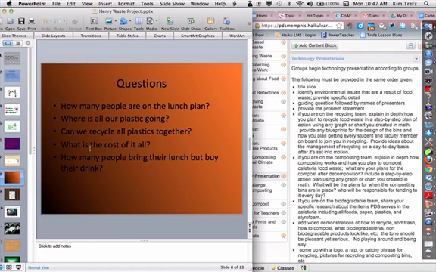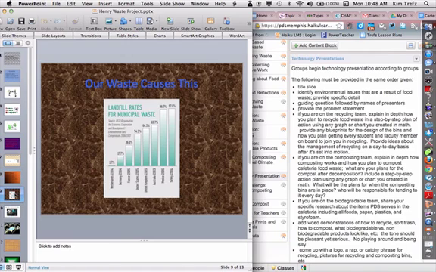Questions. Now this is a little dark, so you might want to lighten the back of your slide, or move this over here where it's lighter. But these are your questions. I like this. How many people are on the lunch plan? I believe one of the groups asked the business office, and there's about 300 and something, but I believe the email was sent to all the biodegradable groups. Where's our plastic going? Can we recycle all plastics together? What is the cost of it all? How many people bring their lunch and buy their drinks? So I'd like these questions to have answers, maybe on the following slide.